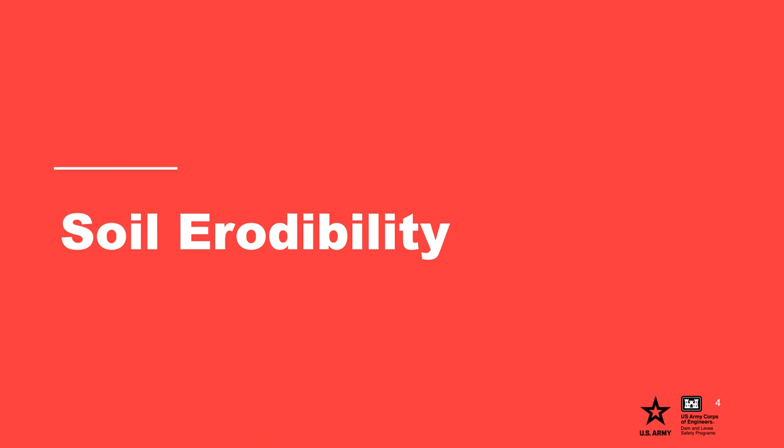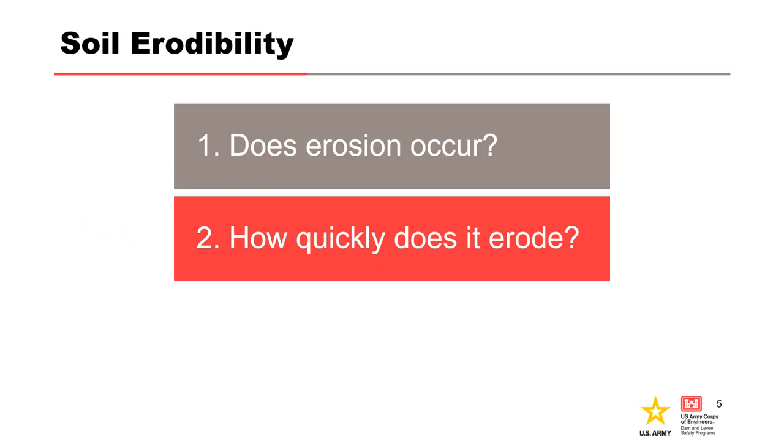Describing soil erodibility can be thought of as two questions. First, under the applied hydraulic loads, does erosion occur? And second, if erosion can occur, how quickly does it erode?